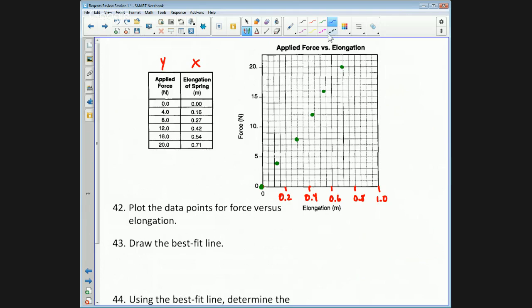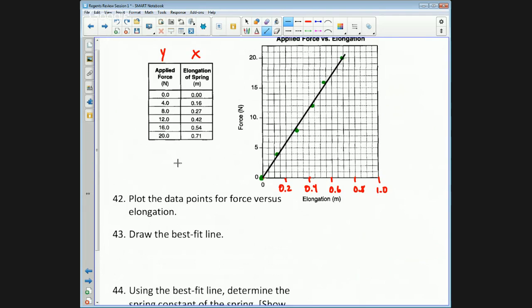For the best fit line, you want to use a straight edge or a ruler. So here's my best fit line. Whoops, that's not my best fit line. This is my best fit line. Okay, so there's my best fit line. It's going to connect as many points as possible. When I say connect, I don't mean connect the dots. It's just going to touch as many points as possible.